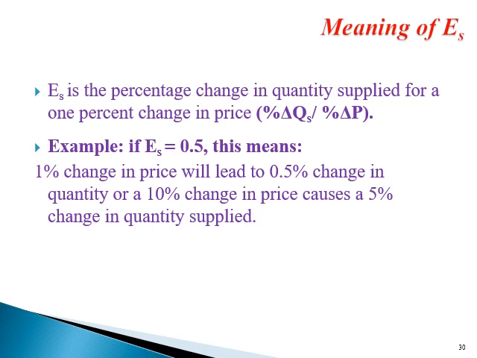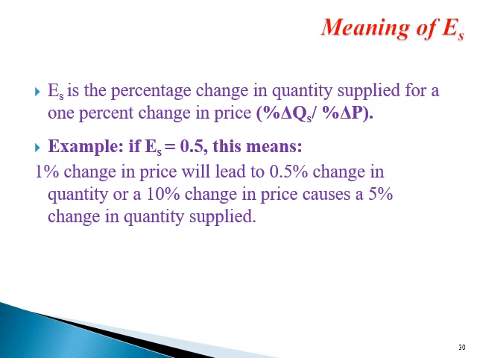Example. Suppose that the elasticity of supply is 0.5. It means what? It means if the price of the commodity goes up by 1%, the quantity supplied will go up by 0.5%. Okay? Or if the price goes up by 10%, the quantity supplied will go up by 5%. Or if the price of the commodity goes up by 100%, the quantity supplied will go up by 50%.